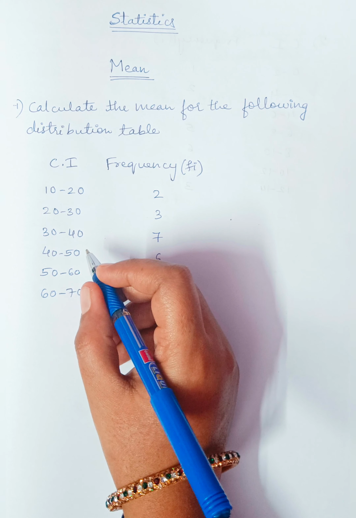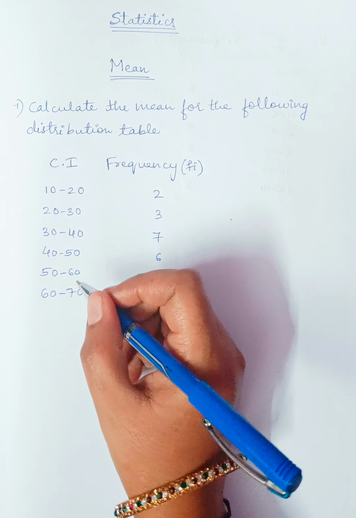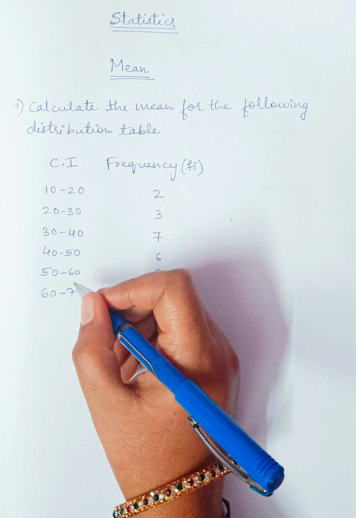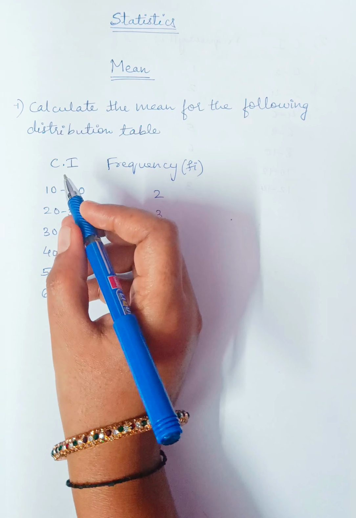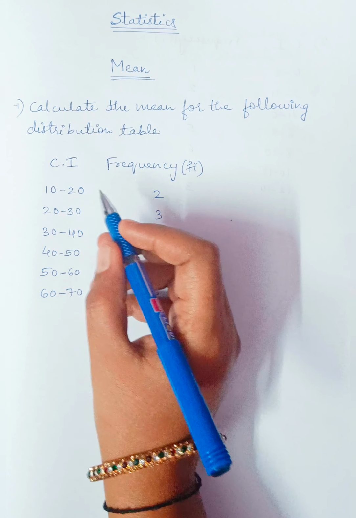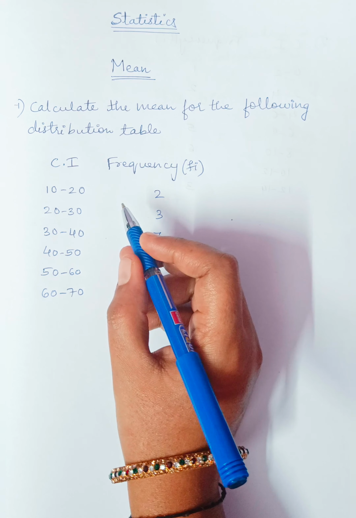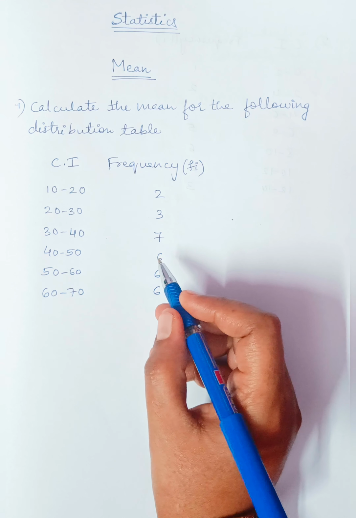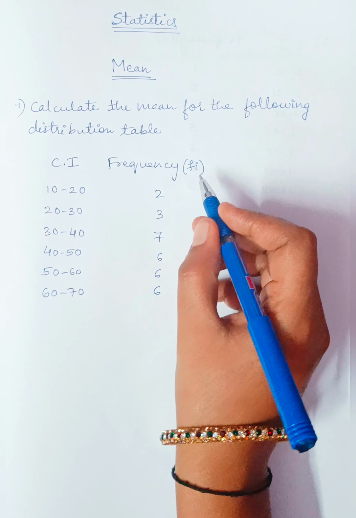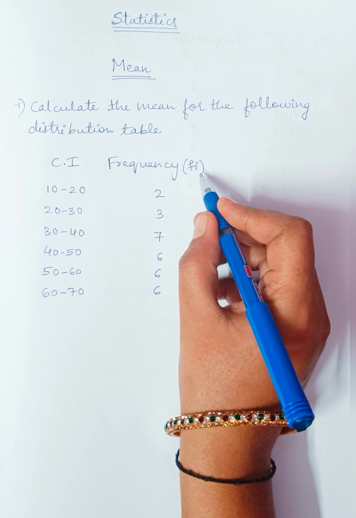These questions are very important. So please do not skip these questions for your final exam. Now, the first question I am going to solve is calculate the mean for the following distribution table. In this, class interval is given and frequency is given. So, frequency I am going to denote it by Fi.